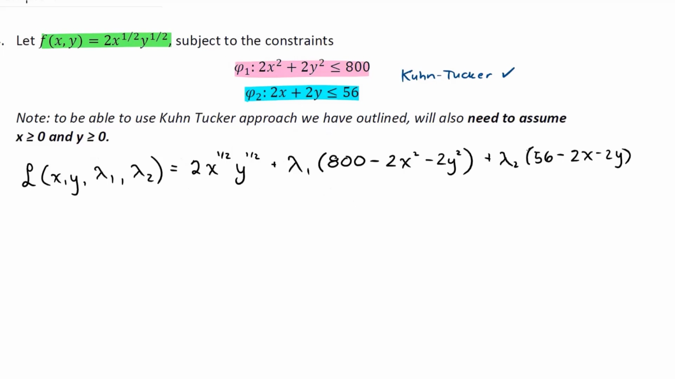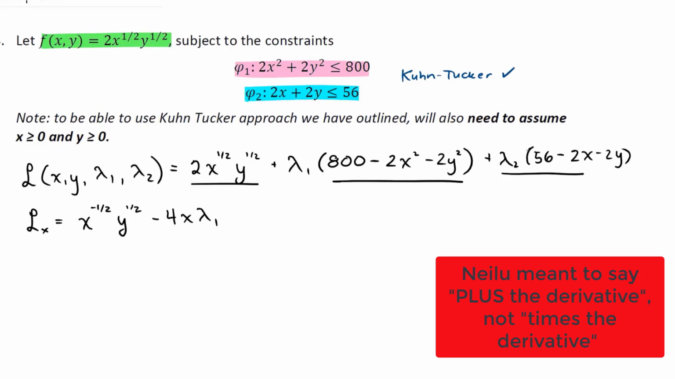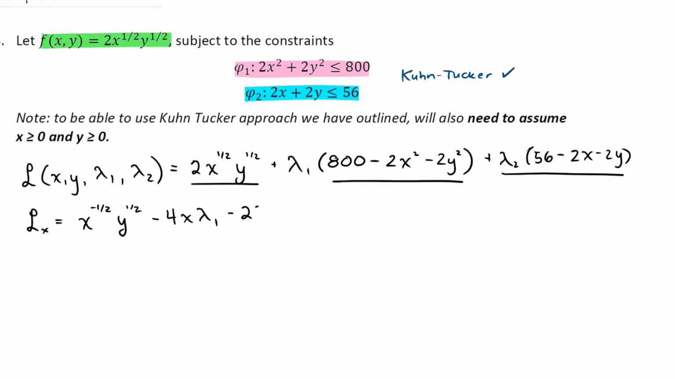Next thing I'm going to do is the derivatives. So the derivative with respect to x, for my first term here, I get 2 times the exponent half gives me 1. X to the power of half minus 1 is negative half, y to the power of half. Plus lambda 1 times the derivative of this constraint, which will be negative 4x lambda 1, plus lambda 2 times the derivative of my second constraint, so that's going to be minus 2 lambda 2.